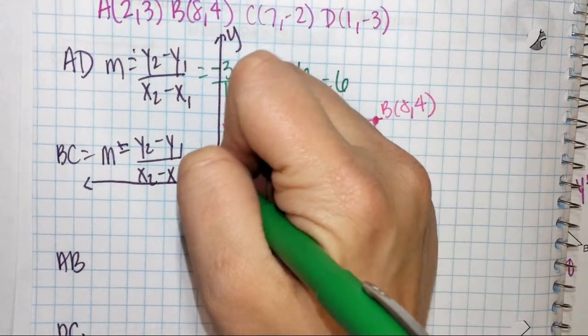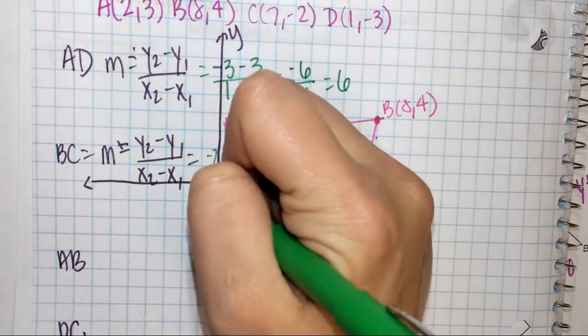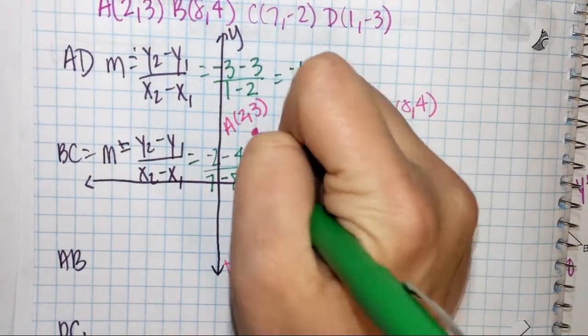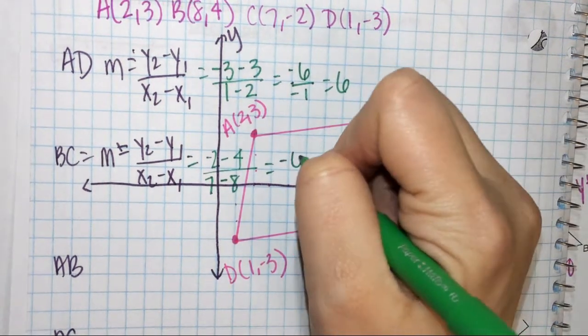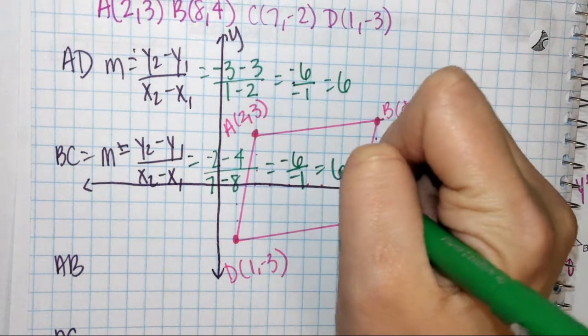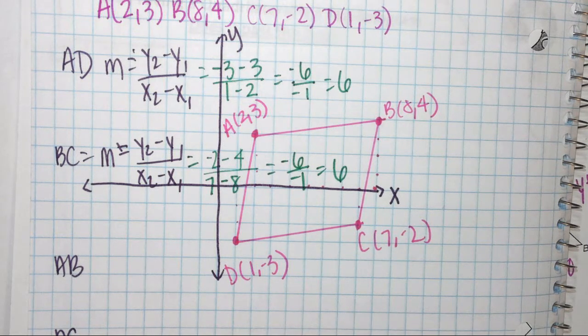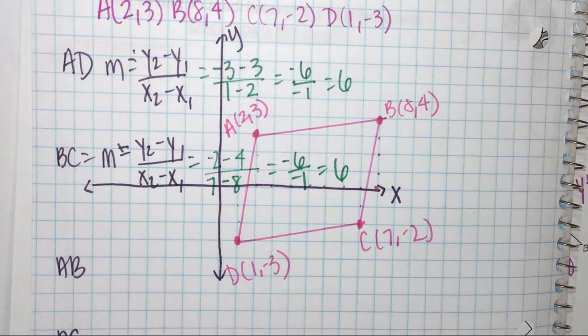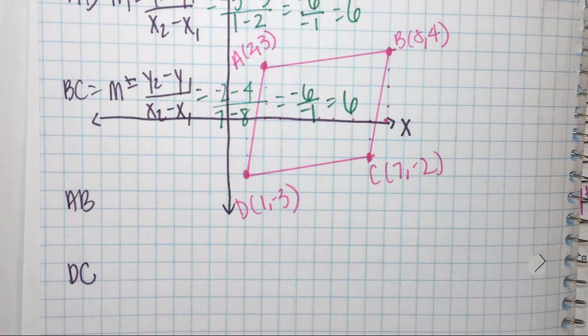All right, so for BC, you do negative 2 minus 4 divided by 7 minus 8. So these are parallel. Why are they parallel? The numbers are the same. Because the numbers are the same, all right? Find the same thing for AB and DC.